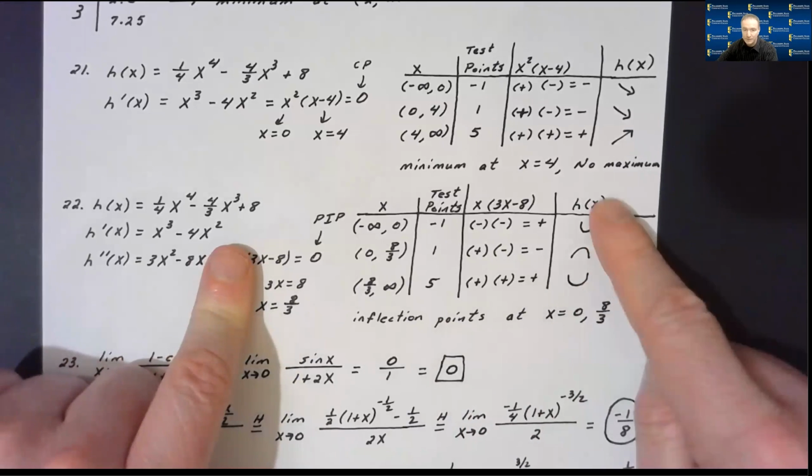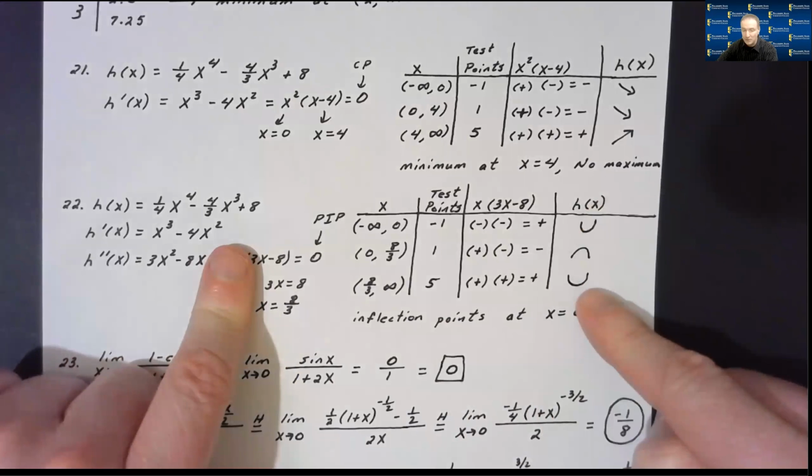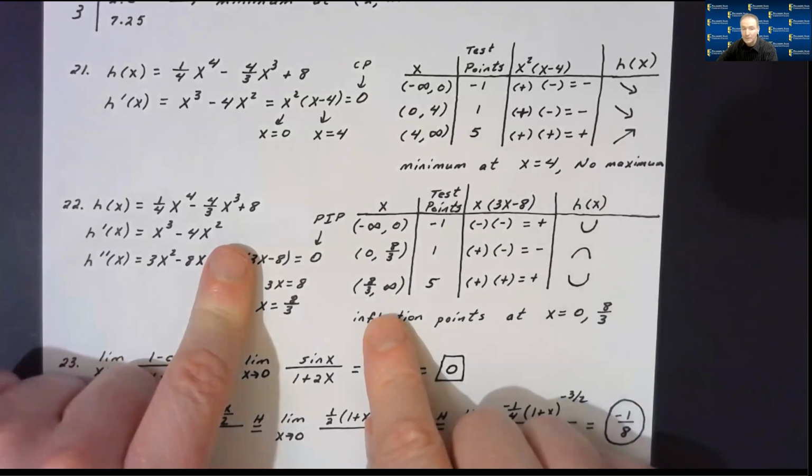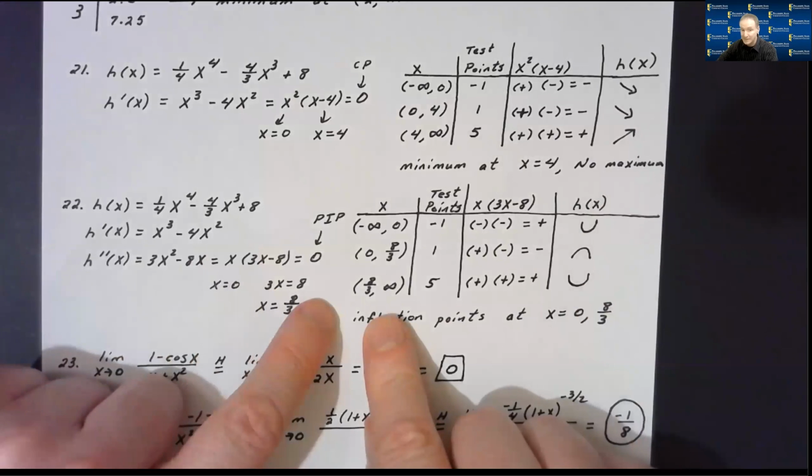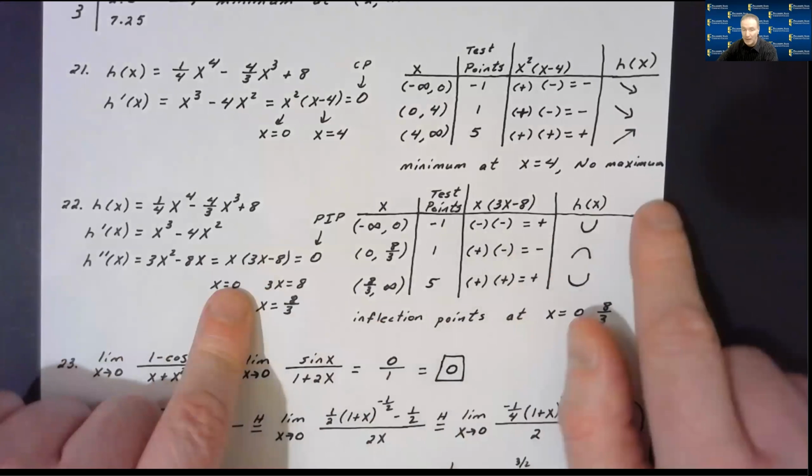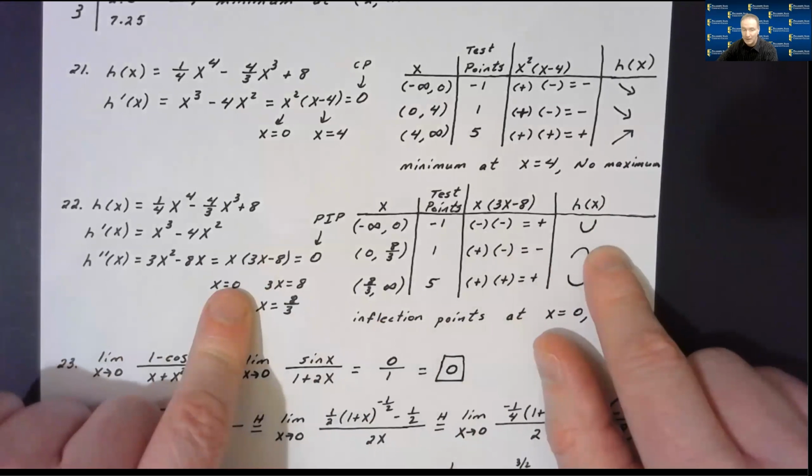If you show your intervals of concavity like this, that's fine. You don't need to write any more. But then you can say every potential inflection point was an actual inflection point. Did it change concavity at 0? Yeah, it went from concave up to concave down at 0.